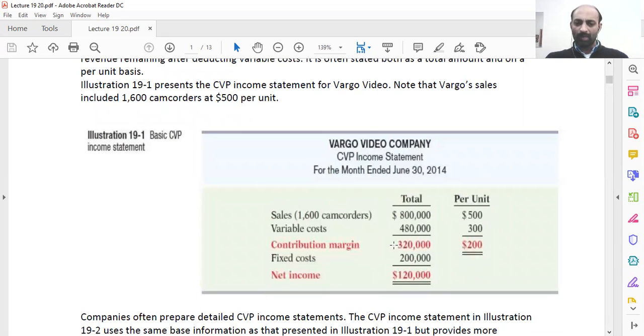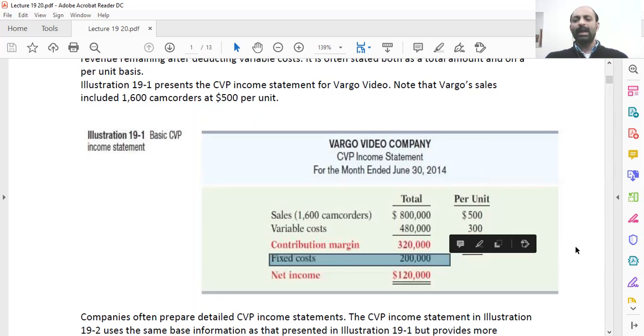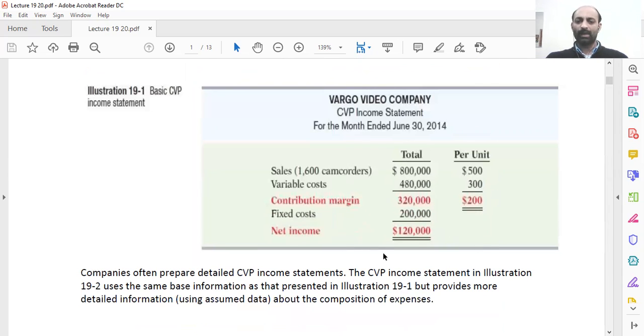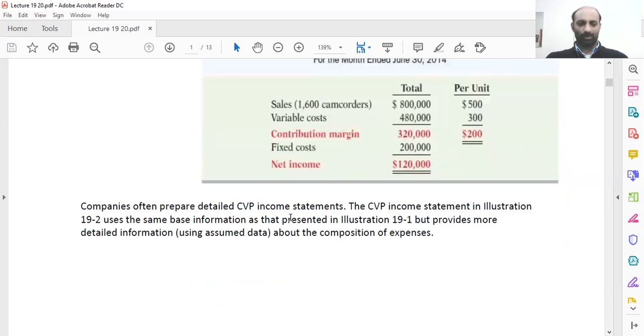And contribution margin is the remaining amount, which has to take care of the fixed costs associated with the production, and then also the profit that you aim to earn from your business. That is why it is called contribution margin. And when we talk about the per unit CVP income statement, the sale price per unit is 500 and the variable cost per unit is 300. So contribution margin per unit is $200.